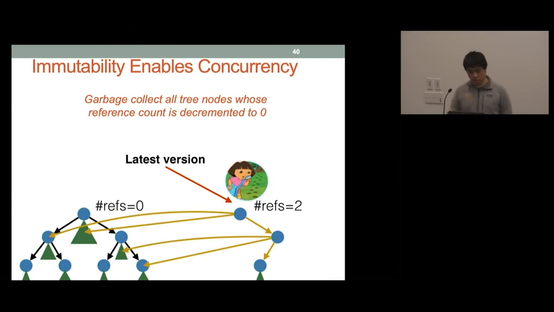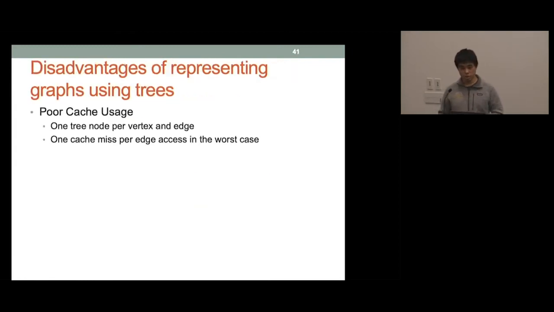Okay, so using these purely functional trees, we can easily support concurrent queries and updates, but there are some disadvantages of representing graphs using trees. First is poor cache usage. So we're going to have to store one tree node for every vertex and every edge in our graph, and when we traverse this tree, every time we go down one level, it's going to cause a cache miss because these nodes are going to be stored in random locations in memory, and when we chase this pointer, that's likely going to cause a cache miss.